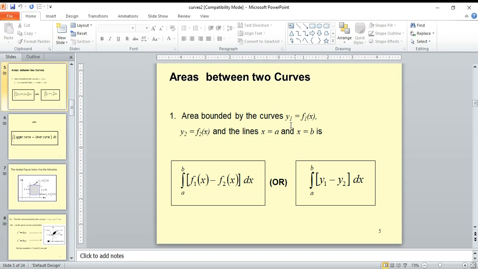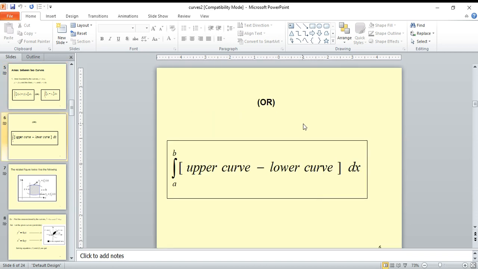So area bounded by the curves y1 equal to f1 of x, y2 equal to f2 of x, and the lines x equal to a and x equal to b is integration a to b f1 of x minus f2 of x dx, or integration a to b y1 minus y2 dx, or integration a to b upper curve minus lower curve dx.